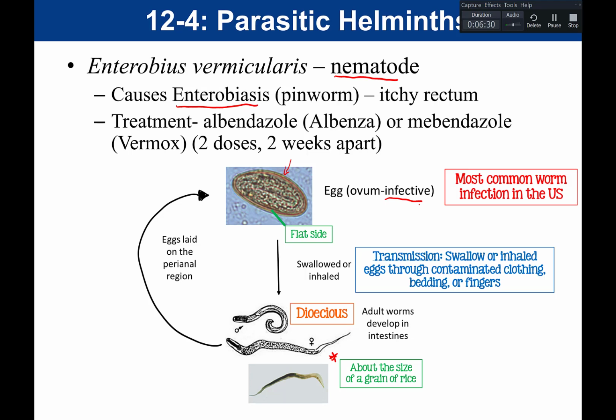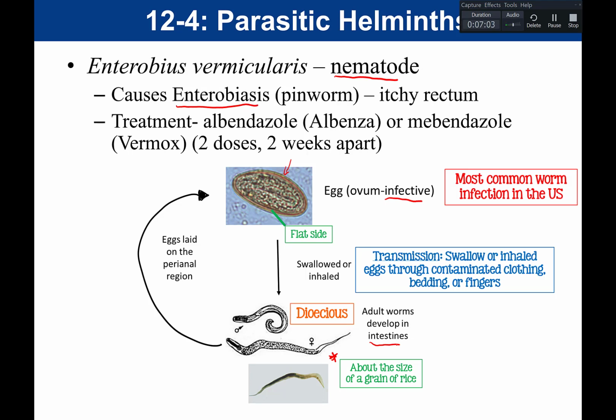Let me explain a little bit about how this disease works. The adult worms are going to develop in the intestines. So when you swallow the eggs, they're going to hatch and develop in the intestines. Now, male and female will be in the intestines. They will reproduce.